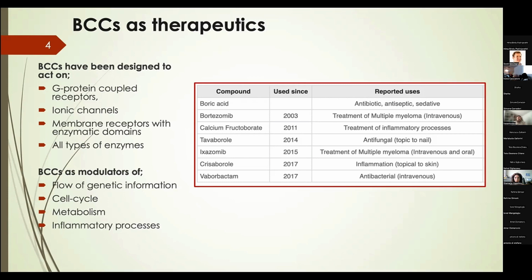So boron-containing compounds also are being examined as modulators of the flow of genetic information within biological systems, both prokaryotic and eukaryotic, the cell cycle, metabolism, and the inflammatory process. This modulation frequently implies more than one molecular target. Maybe this situation makes boron compounds very attractive for different biomedical applications for humanity.